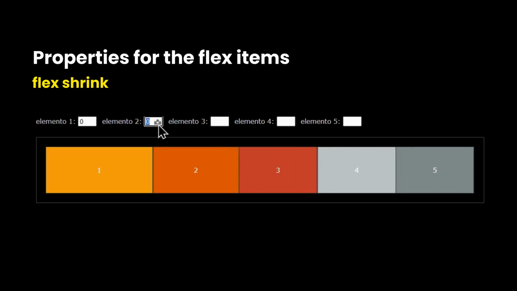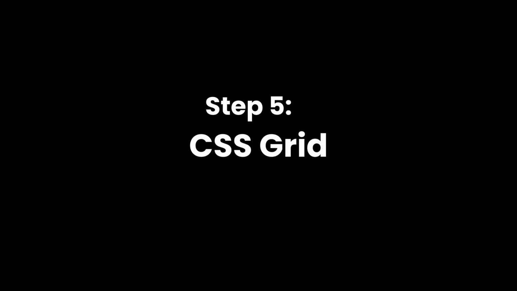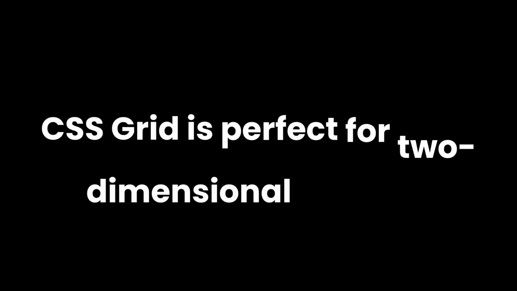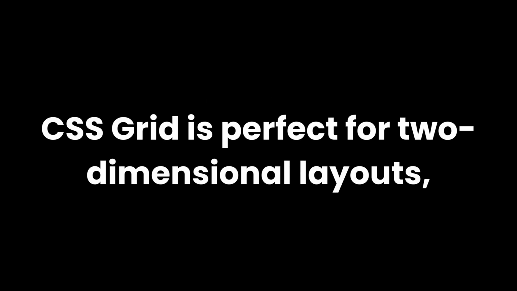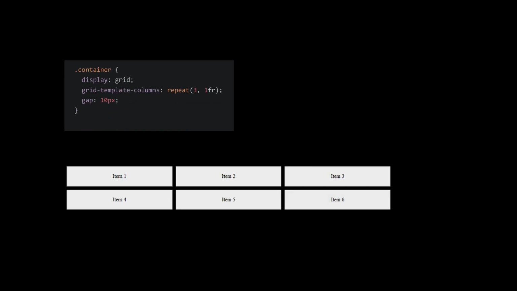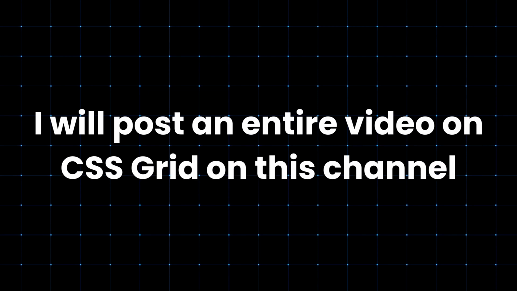Step 5. Grid layouts. CSS Grid is perfect for two-dimensional layouts, allowing you to create complex grid-based designs. It offers precise control over rows and columns with properties like grid-template-columns, grid-template-rows, and grid-gap. This creates a 3-column grid with equal width columns and a 10-pixel gap between them. CSS Grid can handle both simple and complex layouts. Since CSS Grid is advanced, I will post an entire video on CSS Grid on this channel.